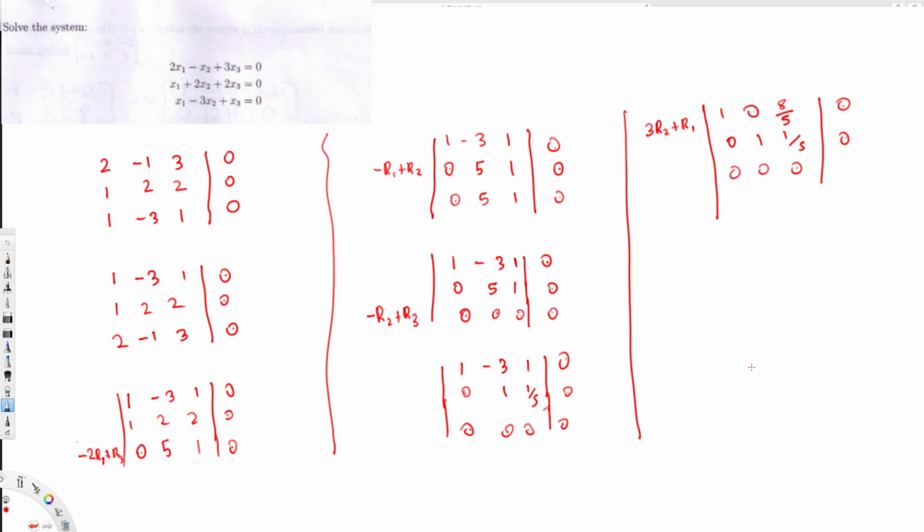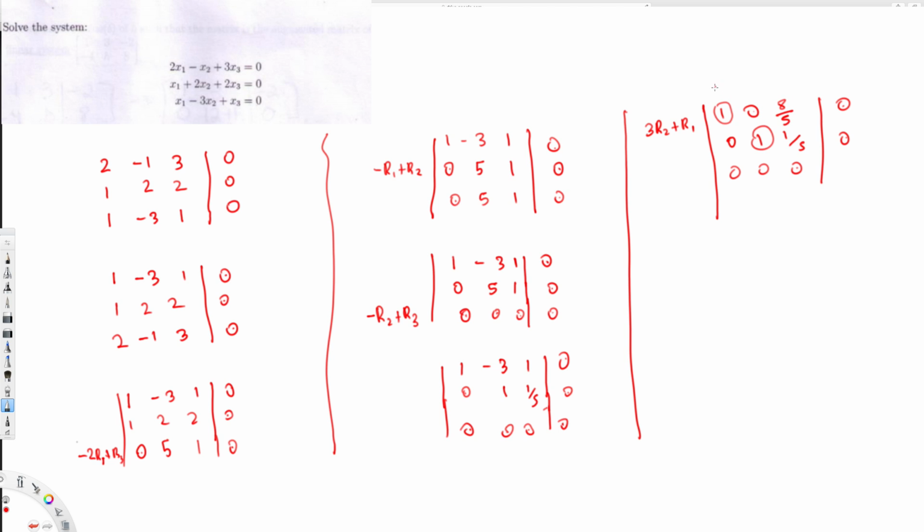Now we can go ahead and write in terms of the free variable. First of all, we have to know what a free variable is. A free variable is a variable whose column doesn't have a pivot. In this case, the first column has a pivot, that's this one, and the second column has a pivot, right here. The third column doesn't have a pivot, therefore that's going to be my free variable.